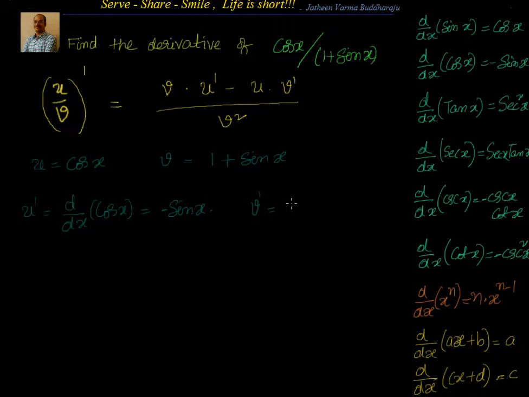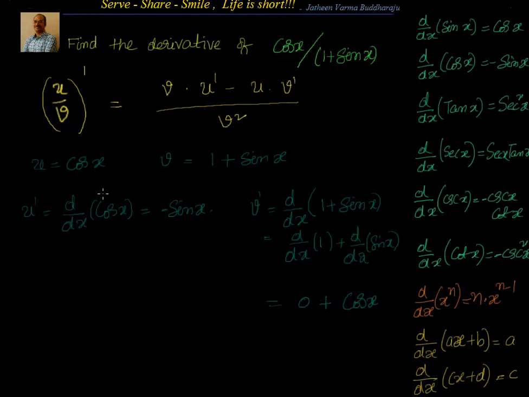Similarly, what is the derivative of 1 plus sin x? V dash is derivative of 1 plus sin x. We can write it as derivative of 1 plus derivative of sin x, and we also know derivative of 1 is 0 plus derivative of sin x is nothing but equal to cos x. So we got our u dash, we got v dash, so we are ready to apply the formula.